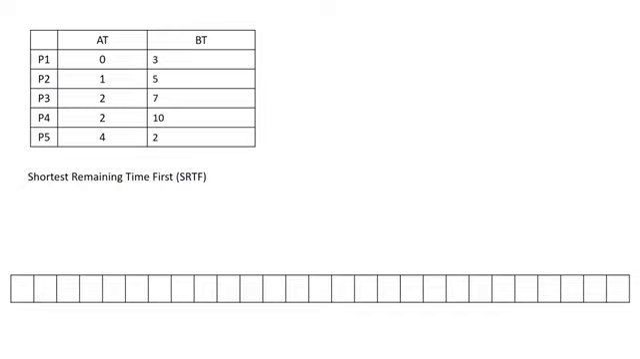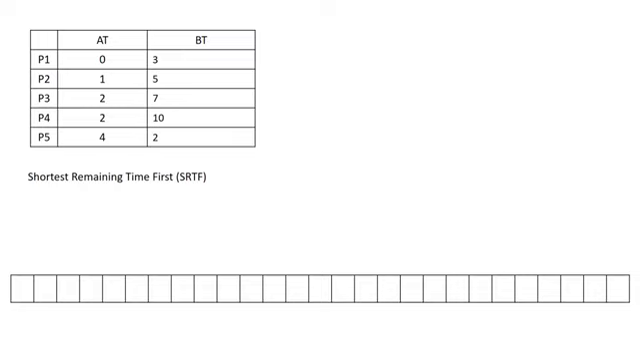This is the preemptive version of the shortest job first, which means that we will run each process for one time slice at a time. And then when we reach the end of the queue, we will run each process until completion.